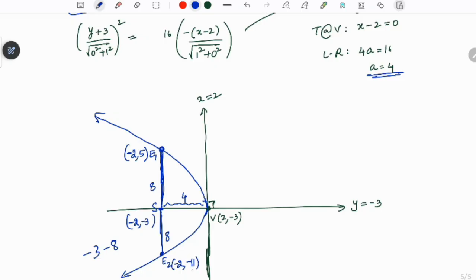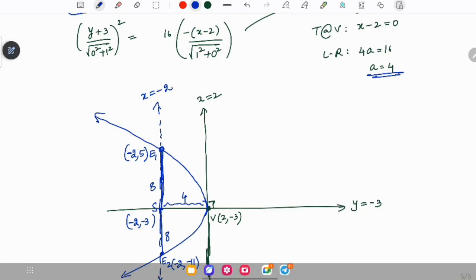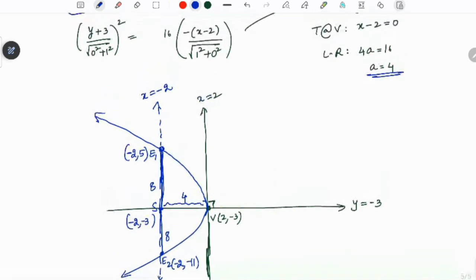Now what is the equation of the latus rectum? What is the equation of this line? Nothing. This distance is 4. I am saying, what should be the equation? x equal to minus 2. All right. Okay. Then what about the foot of the directrix? What would be the coordinates of the foot of the directrix? This is 4 units. Foot of the directrix: 6 comma minus 3. What is the equation of the directrix?